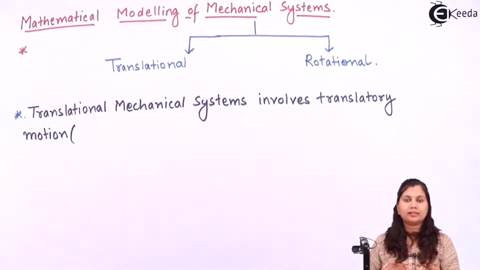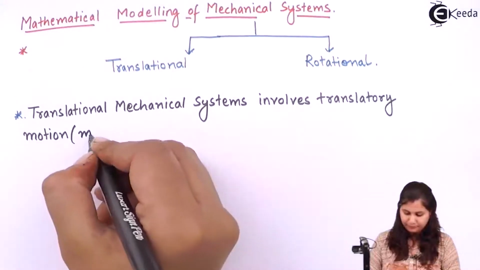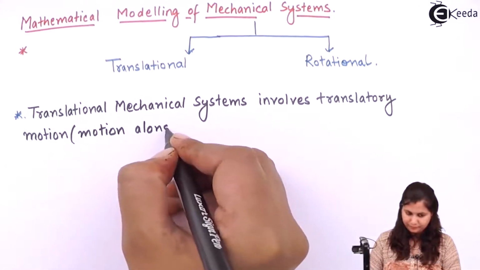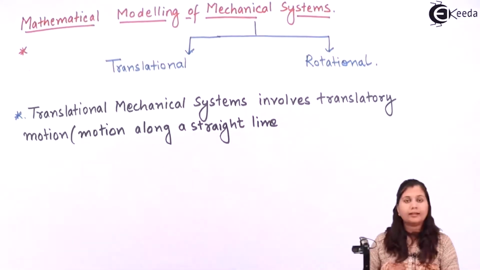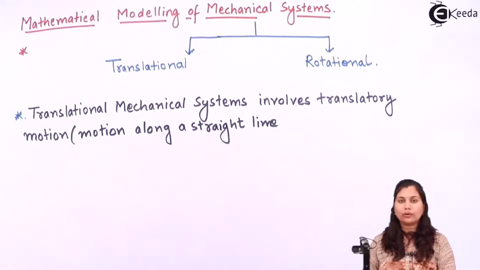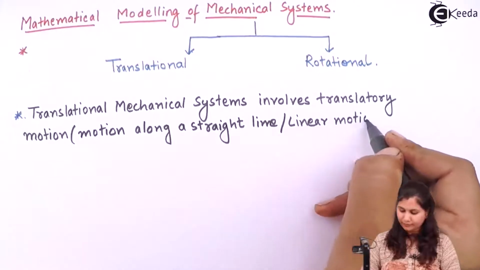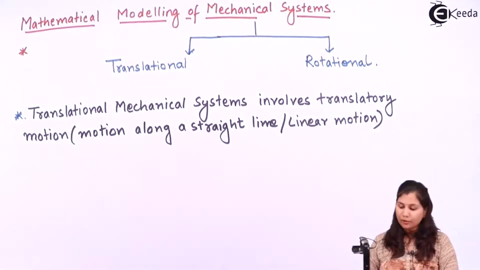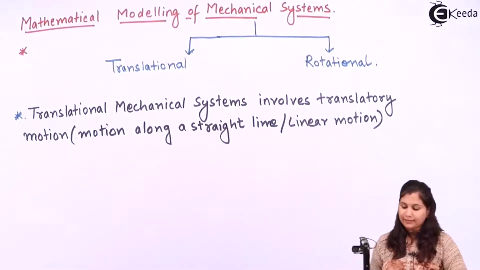Translatory motion means the motion which is along a straight line. This type of motion is also known as linear motion because it is along a straight line. That is why it is called linear motion. On the other hand, rotational mechanical systems involve rotational motion, that is motion of an object along its axis.